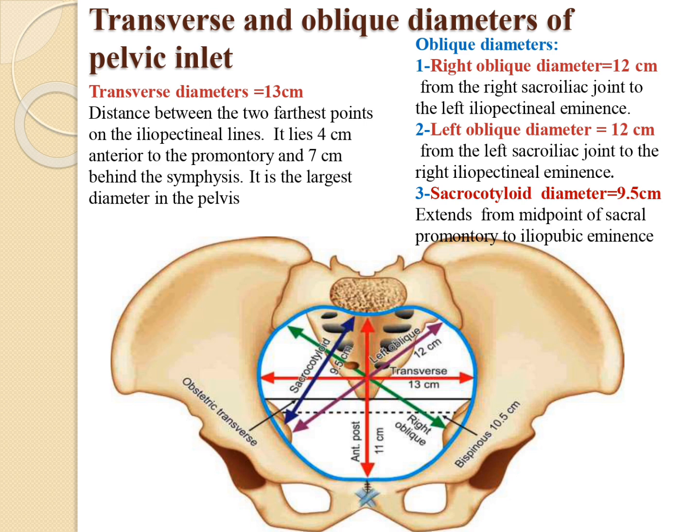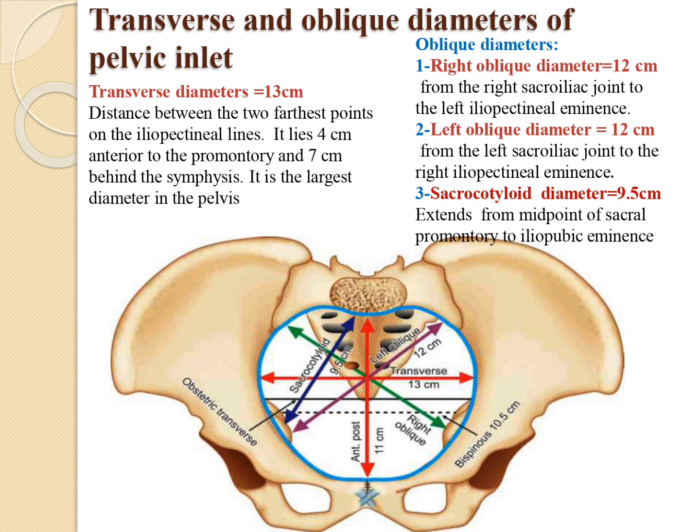Oblique diameters are the right oblique diameter, which is 12 cm and is measured from the right sacroiliac joint to the left iliopectineal eminence. The second is the left oblique diameter, which is also 12 cm and is measured from the left sacroiliac joint to the right iliopectineal eminence. Oblique diameters are named after the right or left sacroiliac joint respectively.